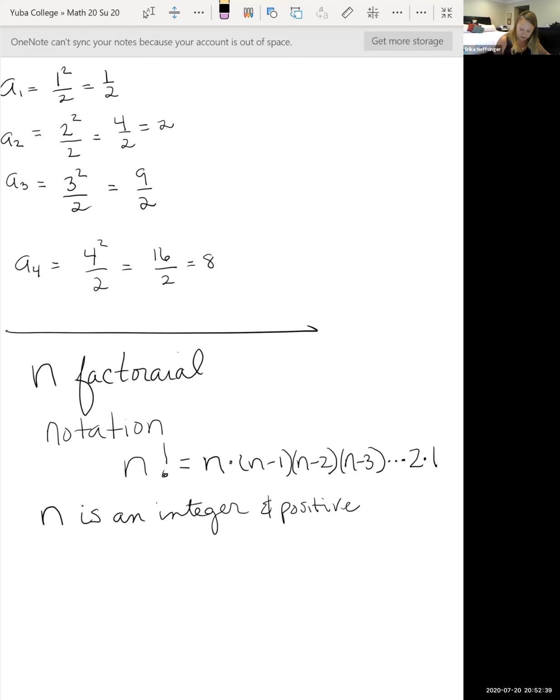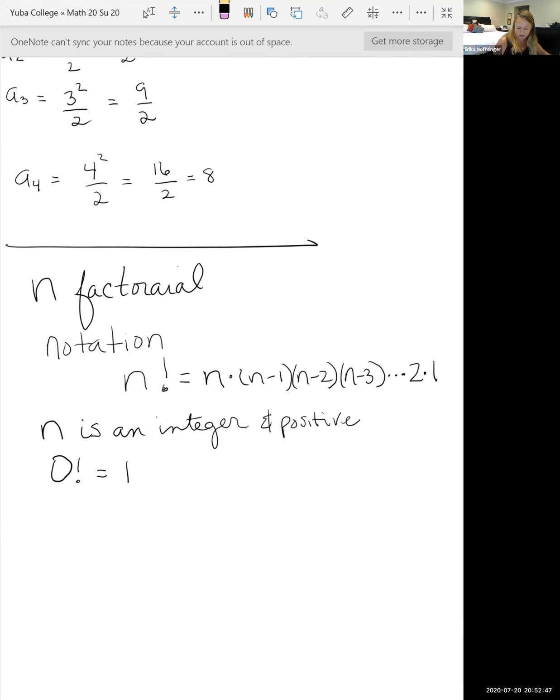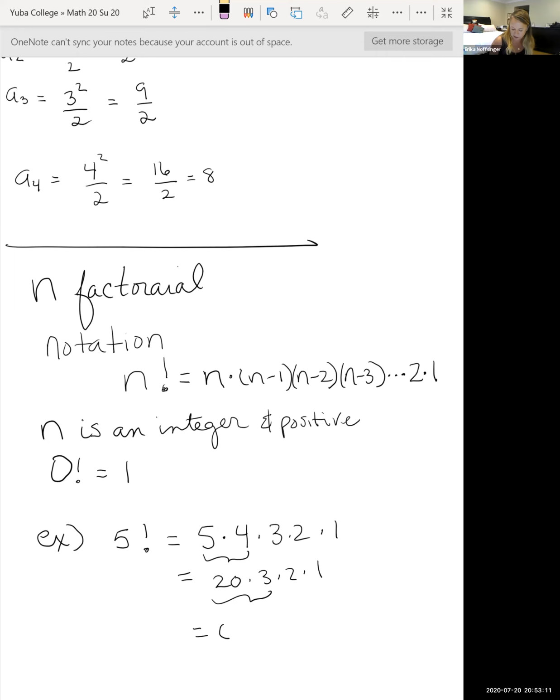And 0 factorial is equal to 1. So if it said 5 factorial, all this is saying for you to do is multiply 5 times 4 times 3 times 2 times 1. I'll break this down. 5 times 4 is 20, times 3 times 2 times 1. 20 times 3 is 60, times 2 times 1. 60 times 2 is 120, times 1 is 120.